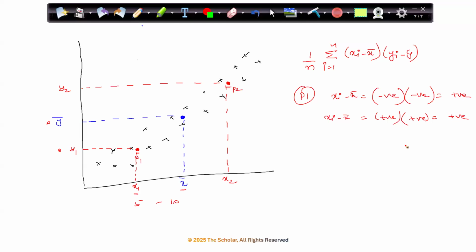That is also positive. So can I say that all the points which are falling here will give me positive, positive, positive, positive, positive. The final outcome will also be positive. If I take the average also, it will be positive. So for this particular data set, my covariance will be positive. Let's take a second scenario. My data is something like this.